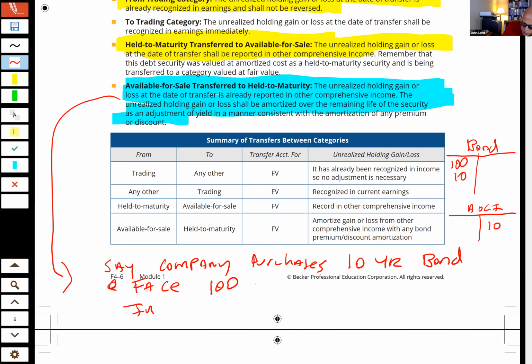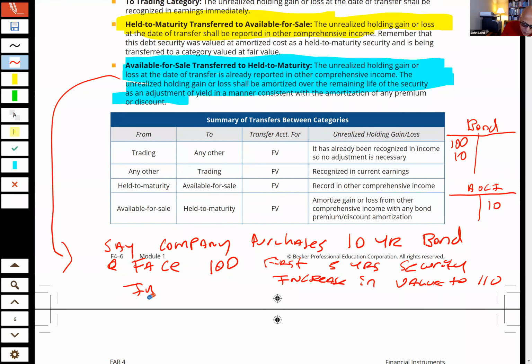Then what? I guess I should put what happened in the first 5 years: security increases in value to 110. Okay, so it increased in value to 110. We increased the security. We increased our other comprehensive income, which got closed out to accumulated other comprehensive income, which is like the retained earnings of my comprehensive income, right?